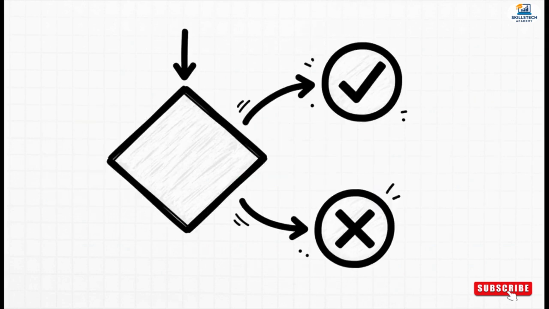And now for the drama, the diamond shape. This is where things get interesting. It represents a fork in the road, a moment of truth where a decision has to be made. It's almost always a yes or no question, like, is this complaint valid? These little diamonds are what create the different paths that make a process so dynamic.